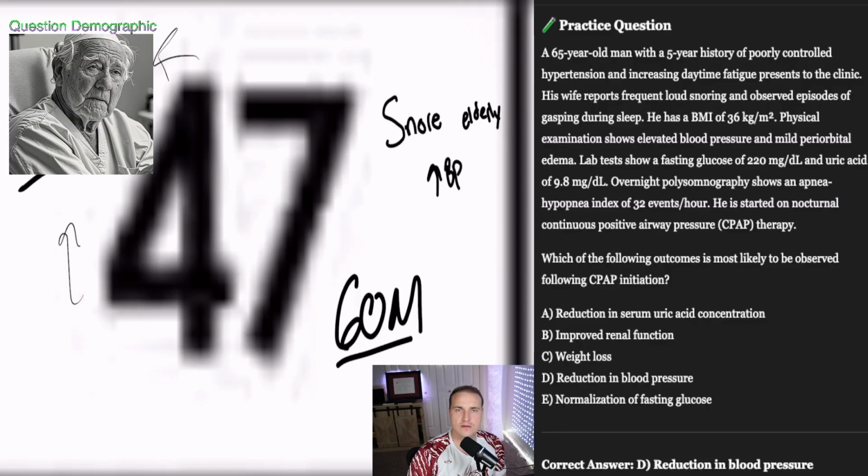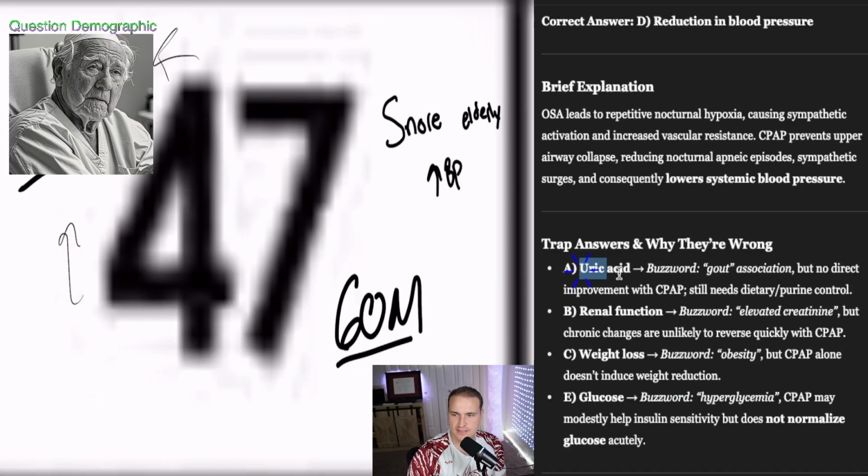Basically on OSA, which is obstructive sleep apnea, you have repeated airway obstruction at night, and you have drops in the O2, and that causes sympathetic surges. And so the sympathetic surges cause a big swing in the blood pressure, and that's sustained in daytime hypertension. And so CPAP prevents the airway collapse, and that reduces the apneic episodes, and that lowers the blood pressure. And it's not going to be the pulse, because that's not consistently lowered with CPAP. Creatinine. So sleep apnea can worsen your chronic kidney disease, but the CPAP doesn't fix it, so that's not going to be the answer.